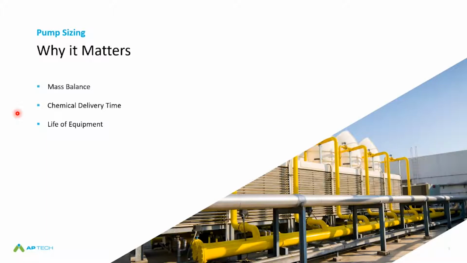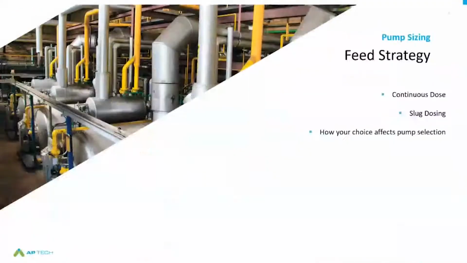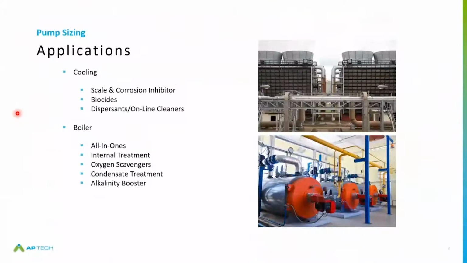So moving on to pump sizing, we're going to go into the applications. Typically with the chemistry that AP Tech sells, with solid chemistry, we're looking at cooling systems and boiler systems, as well as closed loops. But on the cooling side, we're typically looking at 3 different types of chemistry: scale corrosion inhibitors, biocides, and dispersants.